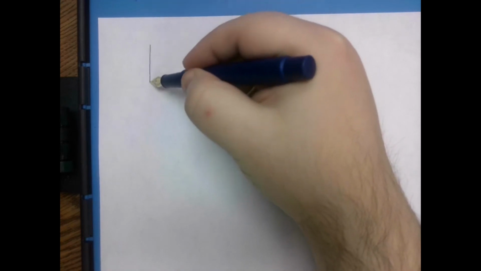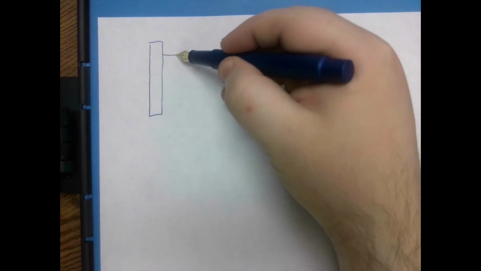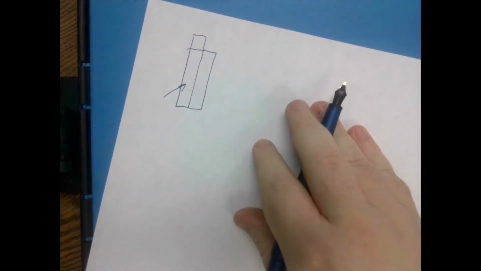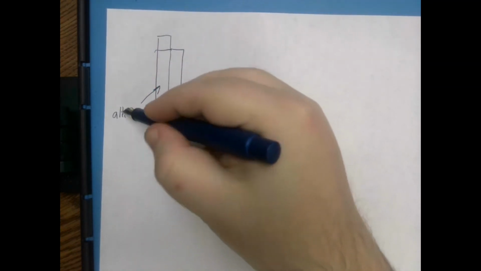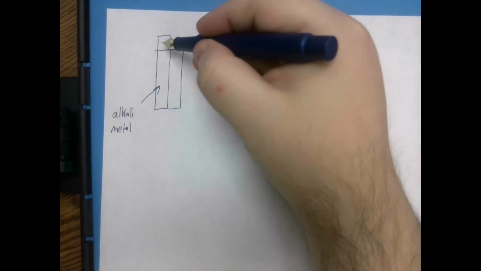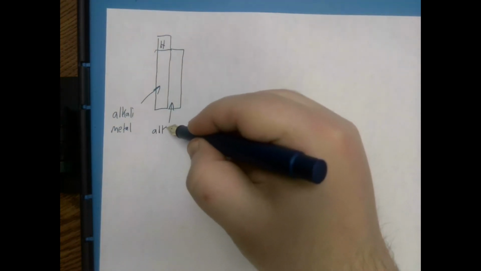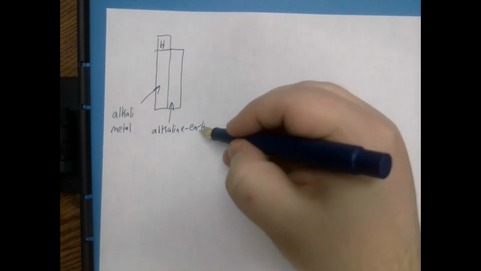So, what is the first group called? Excluding hydrogen, these are the alkali metals. What are these called? The alkaline earth metals. Alkaline earth metals.